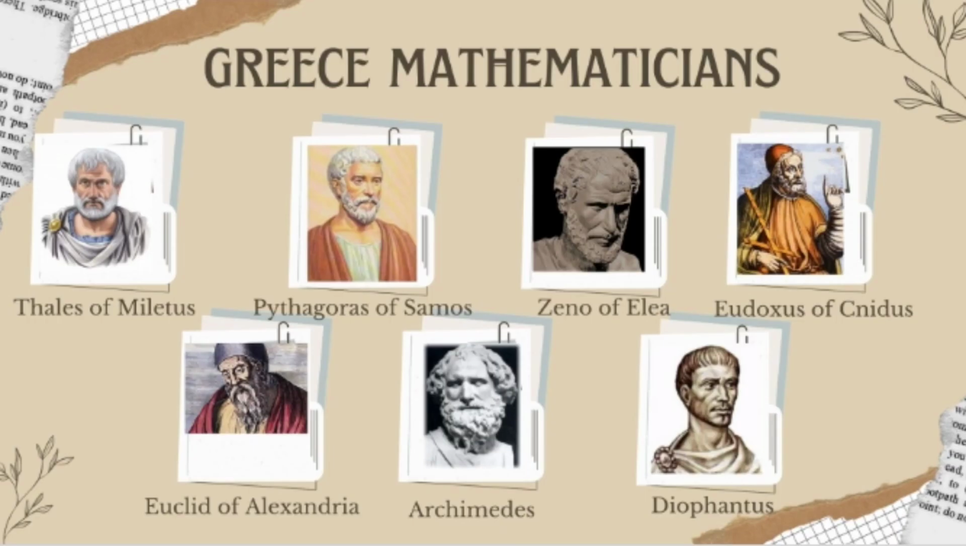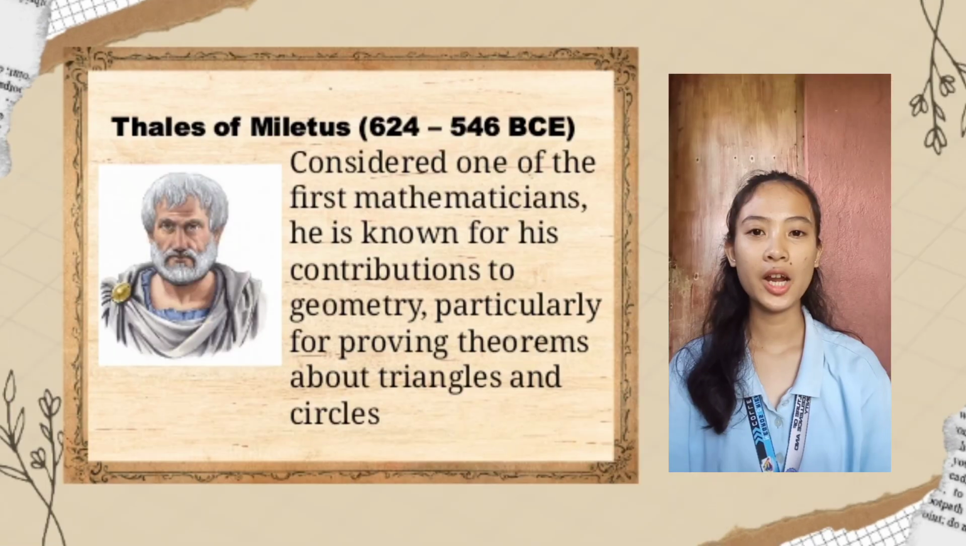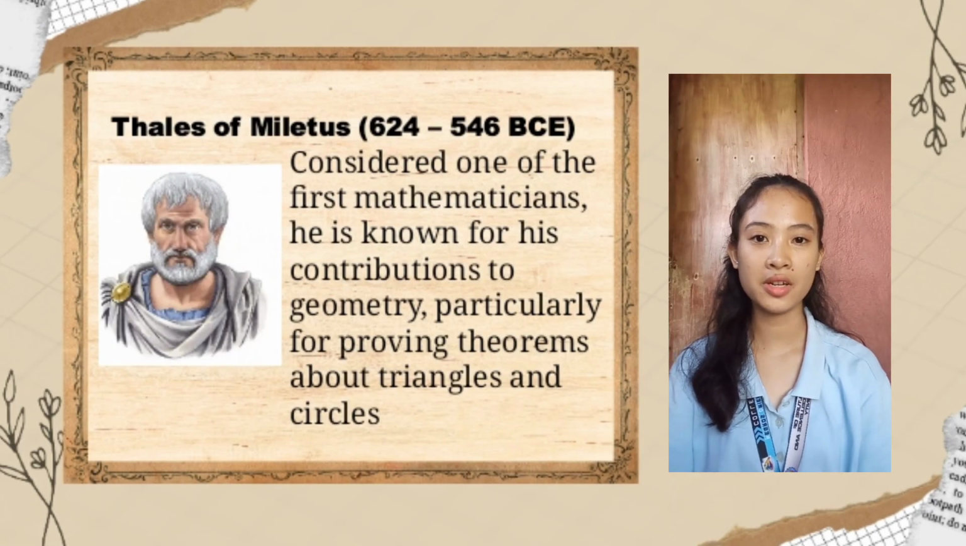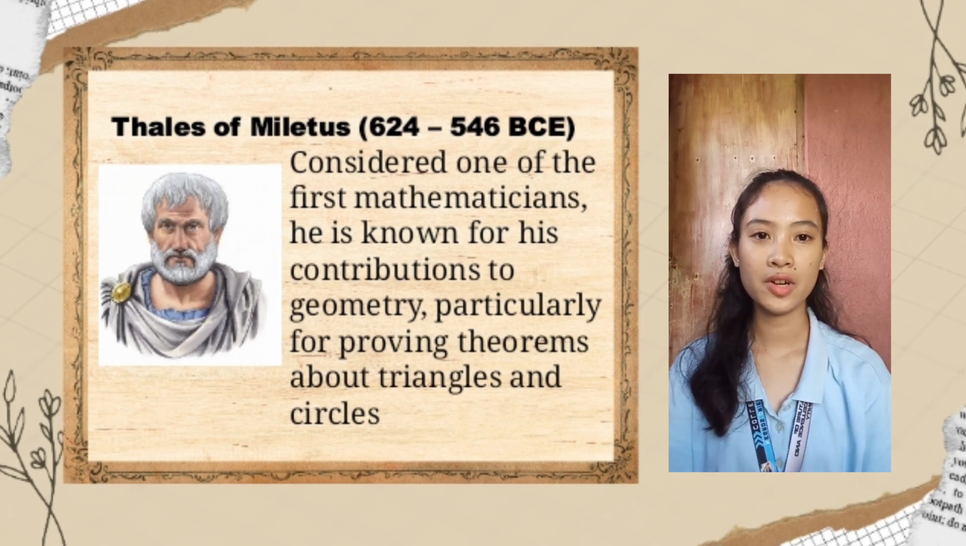In Greek civilization, there are many mathematicians that have contributed to mathematics. Around 624 to 546 BCE, Thales of Miletus, considered one of the first mathematicians, is known for his contribution to geometry, particularly for proving theorems about triangles and circles.